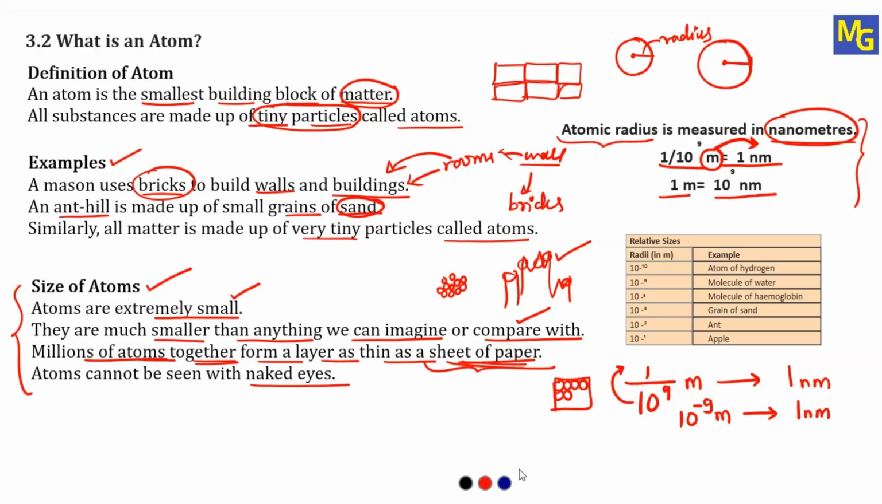How will it be? The 10 raised to 9 which is there on the denominator, we can shift it to the right hand side. So it becomes 10 raised to 9 nanometer, and that is nothing but equal to 1 meter. I hope you are understanding.